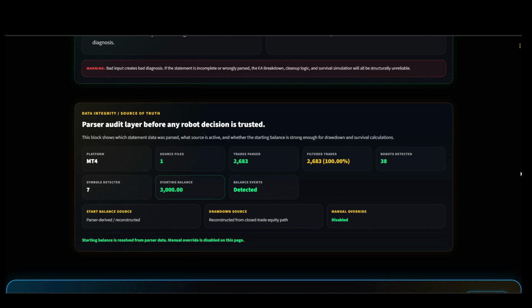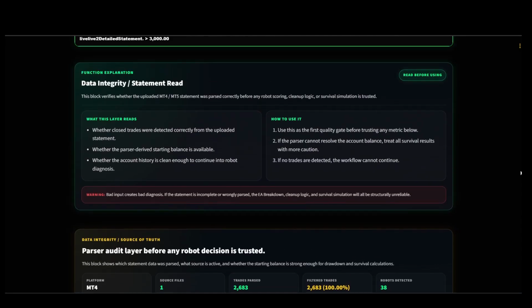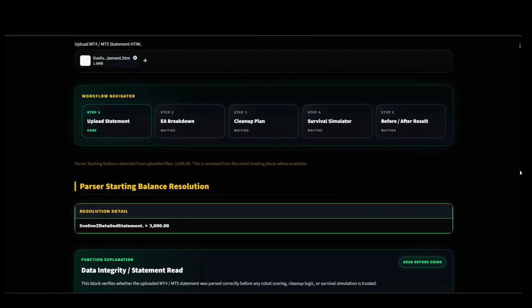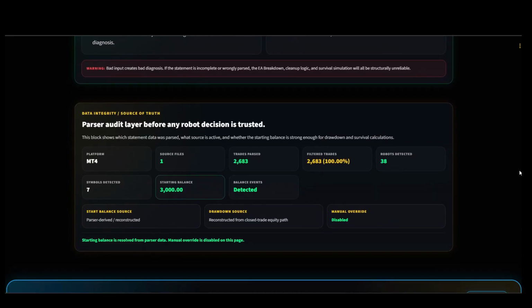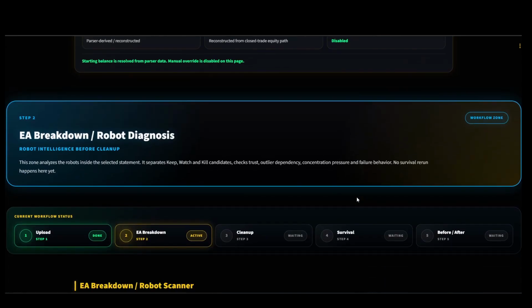I am not going too deep into this section because this is mainly the audit layer before the actual breakdown starts. Once the statement is verified correctly, the workflow moves into the real EA breakdown process. Now we move into step 2. And this is where the real part of the tool starts.